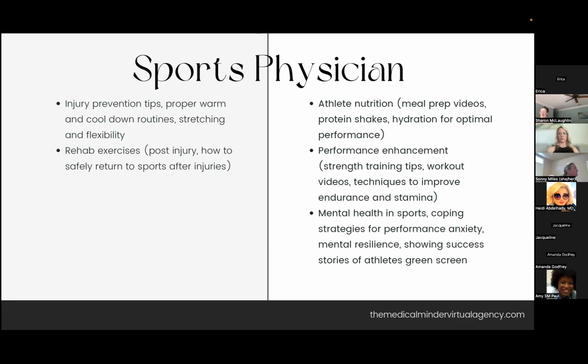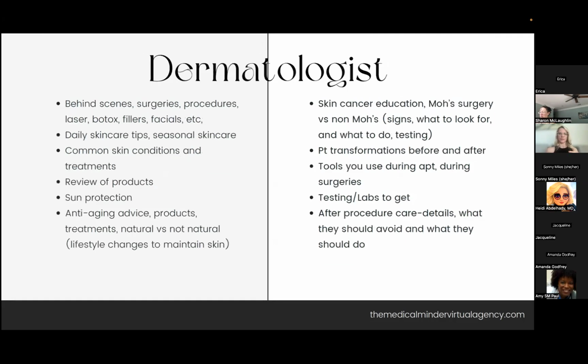And then mental health and sports, coping strategies for performance anxiety, mental resilience, and then success stories of athletes and talking about injuries they had. And that once again, you can do green screen reels. And also, if they're trending, Olympic gold medalists, you can do it on them. You can always find trending athletes and such, like Wimbledon, talk about certain athletes from Wimbledon, etc. And you can do it seasonally depending on those types of sports events.